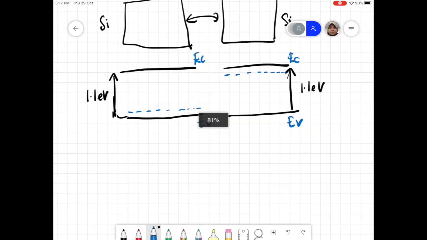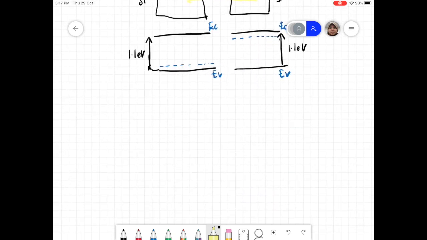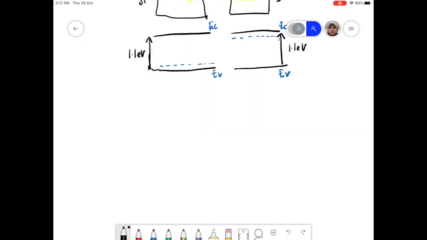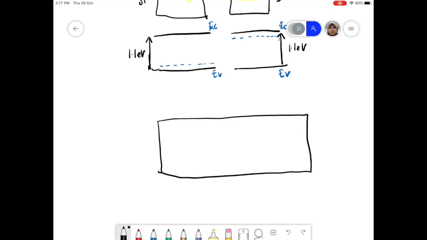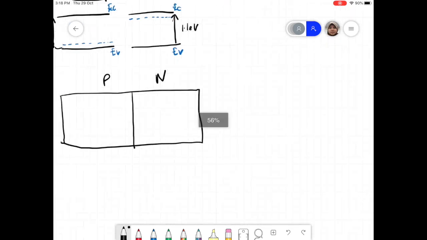Now what happens is you want to combine these two. You put them together. So if I were to draw this, we'll draw like this. So this P is N, at no bias, so I will start with 0 bias, meaning I didn't put any bias or voltage to it.